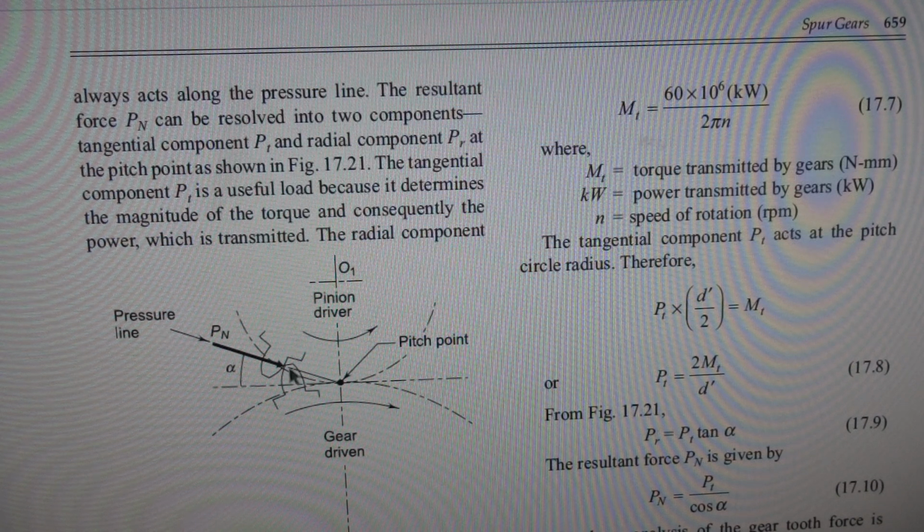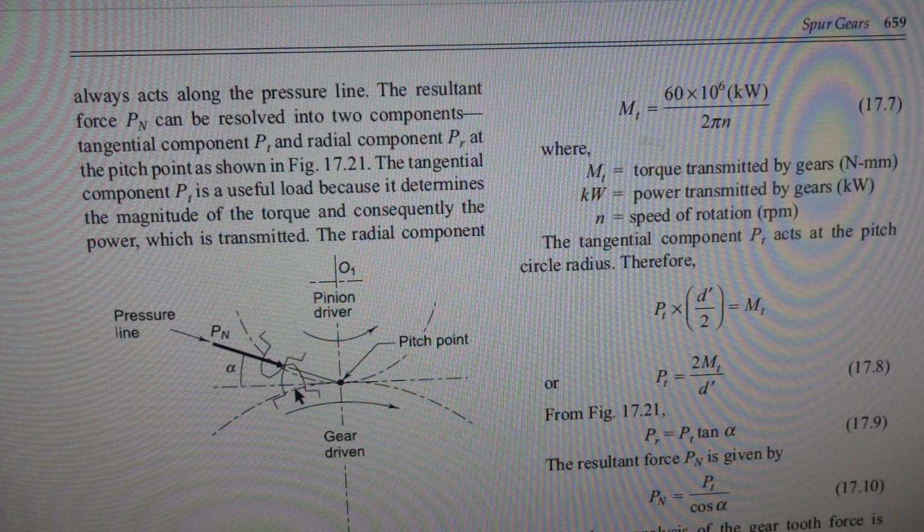This is also known as the pressure line, and the angle between the common normal and the common tangent is known as the pressure angle. Suppose this one is the Pn, the normal force, and this point is the pitch point. It can be resolved into two components. One is along the tangent direction, the other is perpendicular to the tangent direction.